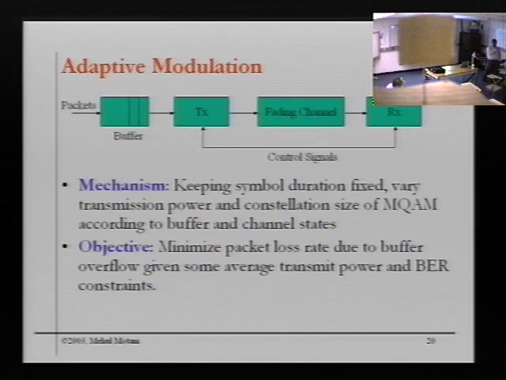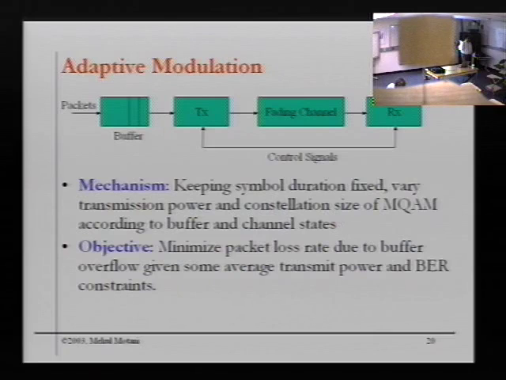So this is a wonderful segue. When I have a memoryless channel and no buffer, and I have perfect channel state knowledge, waterfilling. Even if I have memory, the answer is still waterfilling. Now let's see what happens when I put the buffer back in.